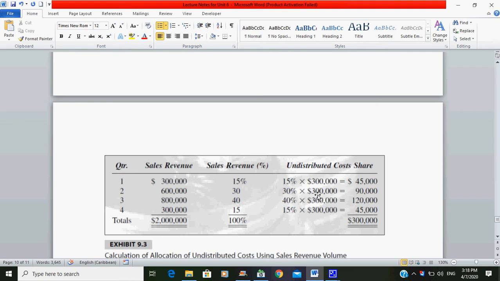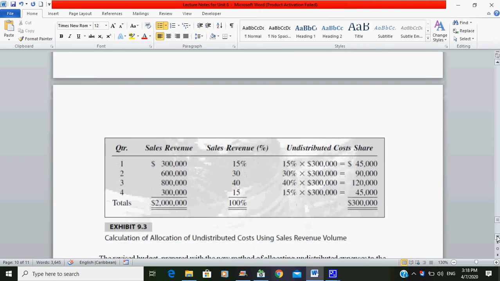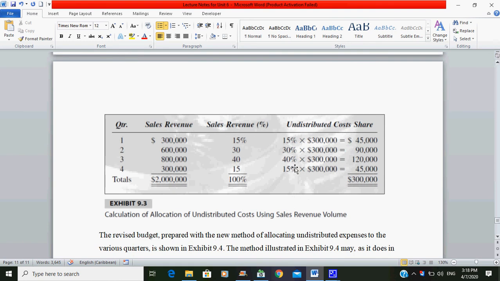So what it is saying is that for the undistributed costs, 15% of the sales revenue relates to undistributed costs, 30% of sales revenue relates to undistributed costs. So this would have made things better, right?